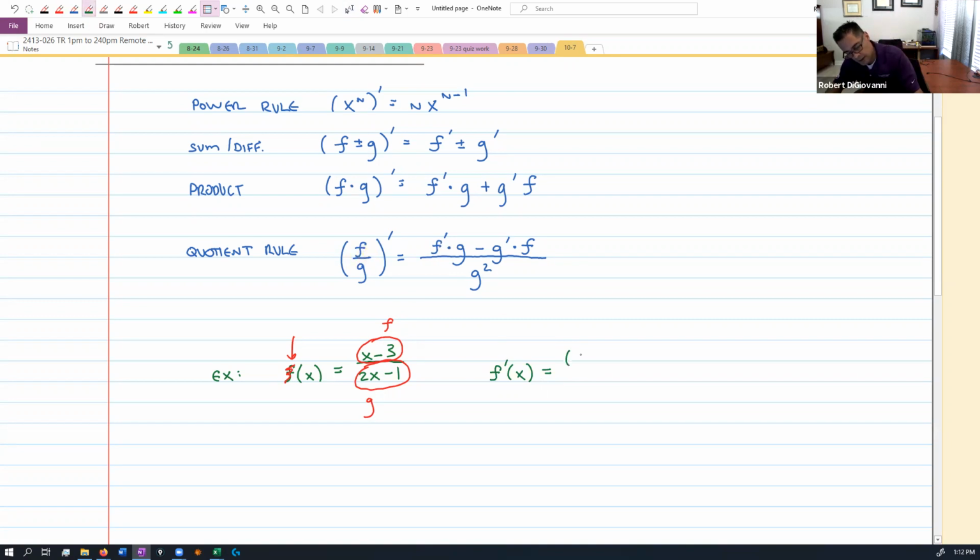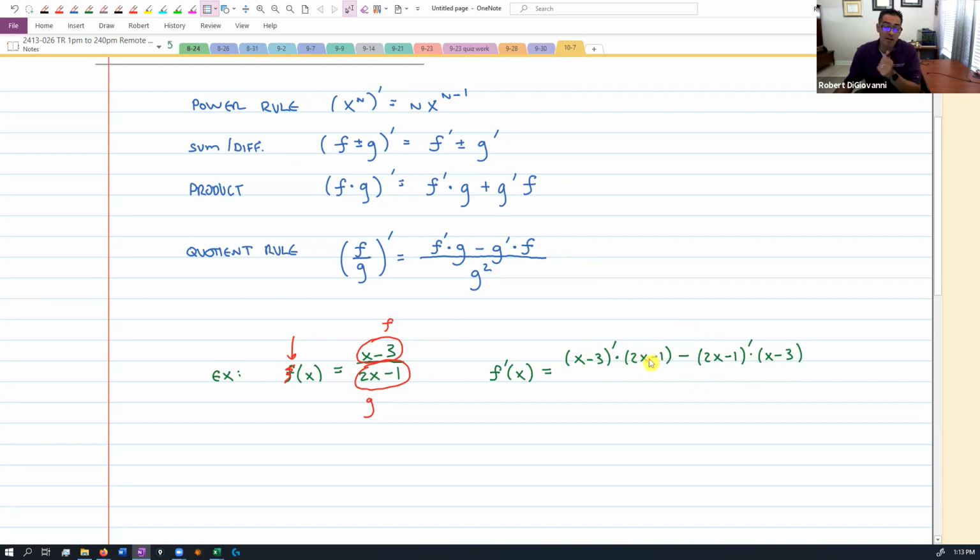So let me write that down. I'm going to take x minus 3, and take its derivative. Then I'm going to multiply that times g, which is the denominator, but not taking the derivative. Subtract from that the derivative of g. So now I take the denominator, 2x minus 1, and take its derivative, and then multiply that times f, which is the numerator. Notice how I'm using parentheses here? Because when we multiply this all together, we need to make sure that whatever this is gets multiplied times this whole thing.